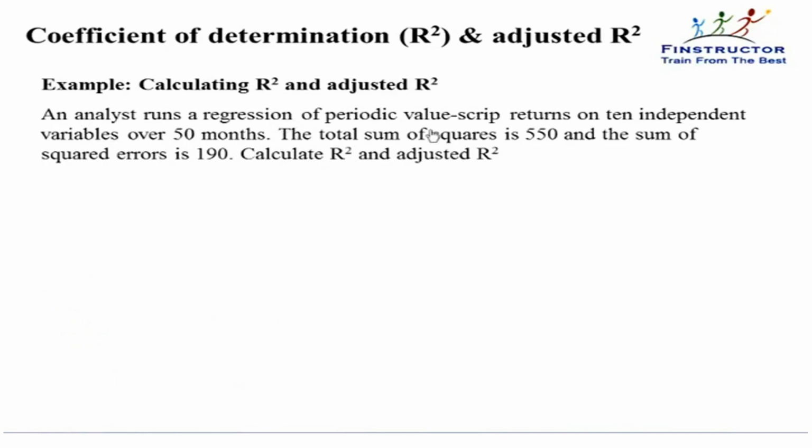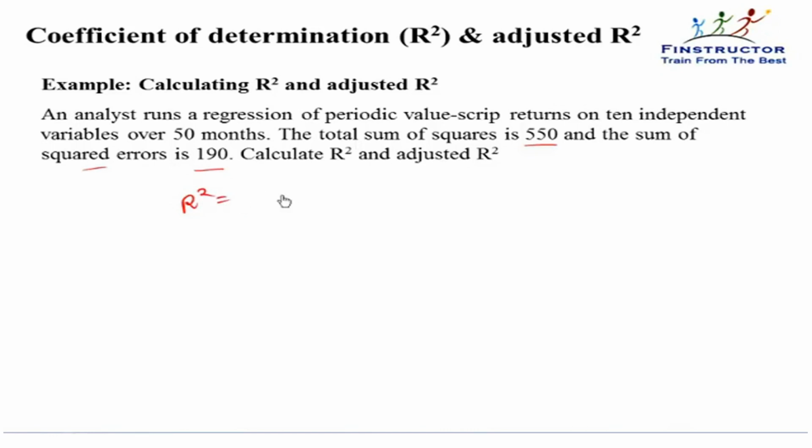An analyst runs a regression of periodic value script returns on 10 independent variables over 50 months. The total sum of squares is 550 and the sum of squared errors is 190. Calculate R square and adjusted R square.